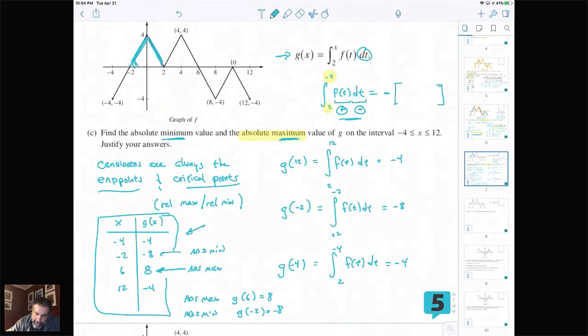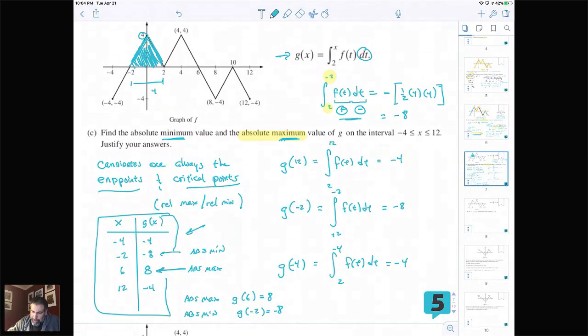When I shade this in, the geometry of this problem is a triangle. It's 1/2 base times height. The base is from -2 to 2, which is 4, and the height goes up to 4. Therefore, the answer to this problem is going to be 1/2 of 16 and negative, so it's going to be -8. So that's how I got -8 for that answer. To me, it's about assigning a sign for the differential.